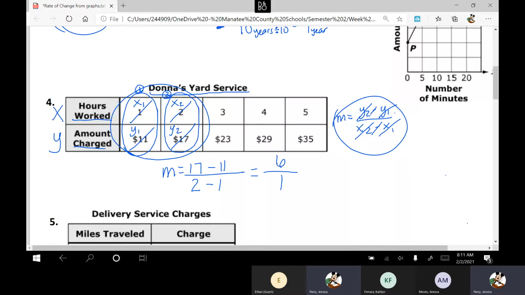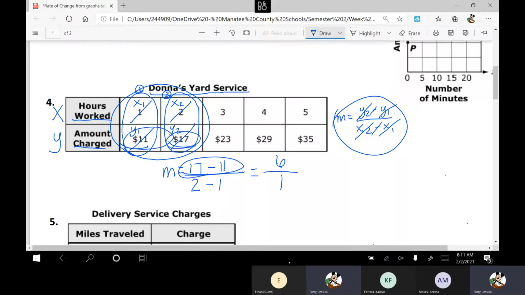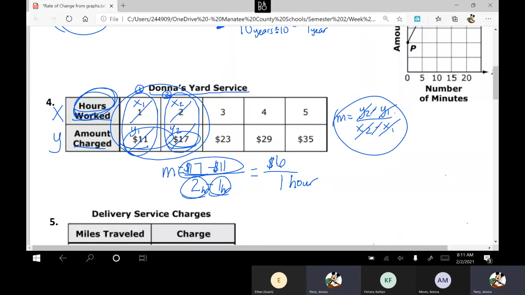And then let's give it a little bit more information. The 17 and 11 both have the dollar signs next to them. $17 minus $11 is $6. And then the 2 and the 1, these were hours. So 2 hours minus 1 hour equals 1 hour. So Donna's yard service, she is charging $6 for every 1 hour. Okay.